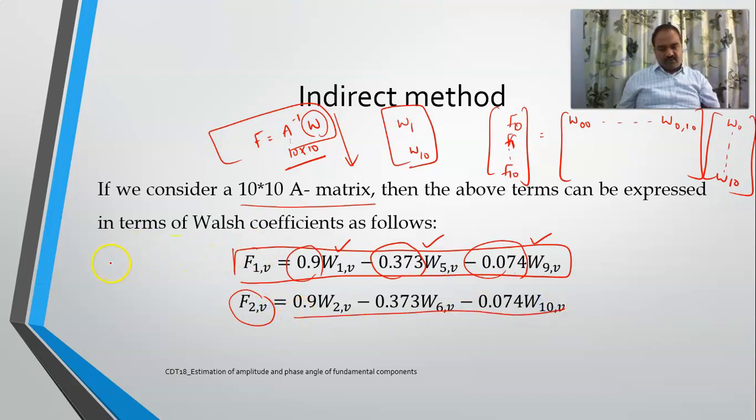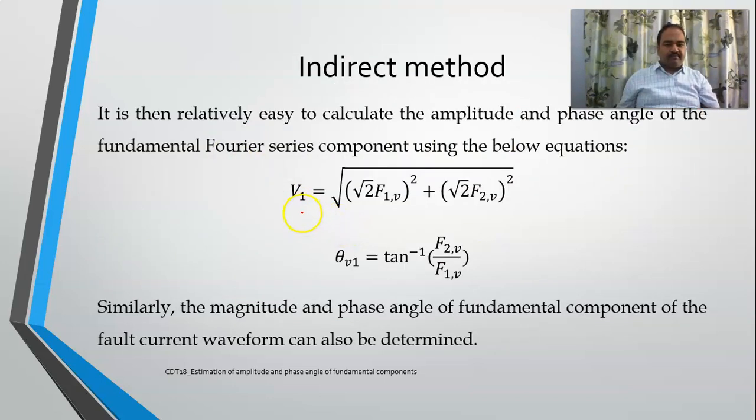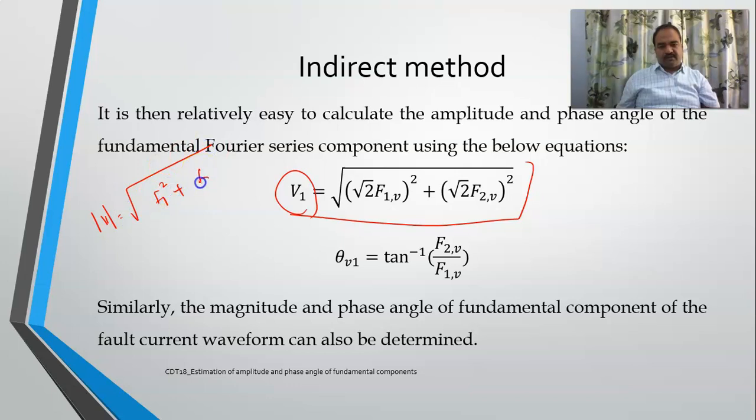Once you do have these Fourier coefficients F1 and F2, then automatically you can determine the magnitude of the fundamental component, right? So the formula is: magnitude of voltage signal V is equal to square root of F1 square plus F2 square. This is root 2 F1 square plus root 2 F2 square. Okay. Similarly, the angle of the voltage signal is equal to tan inverse of F2 by F1, where F1 and F2 are the Fourier coefficients of the faulted voltage signal.